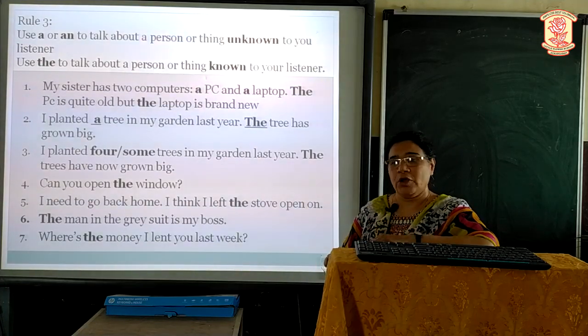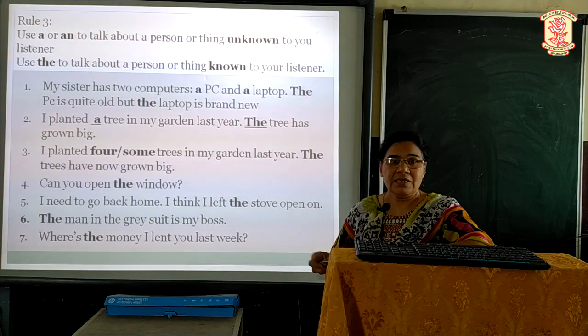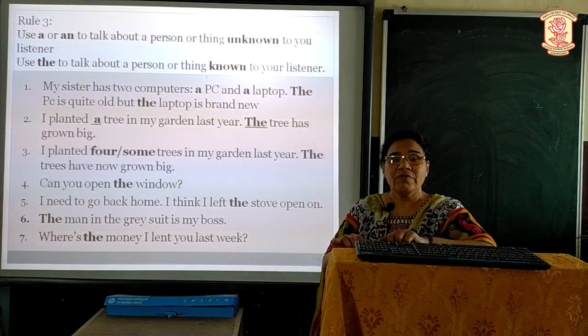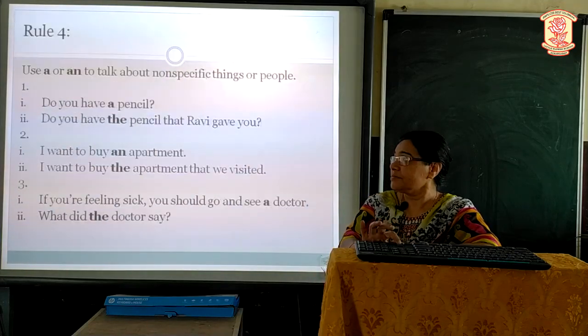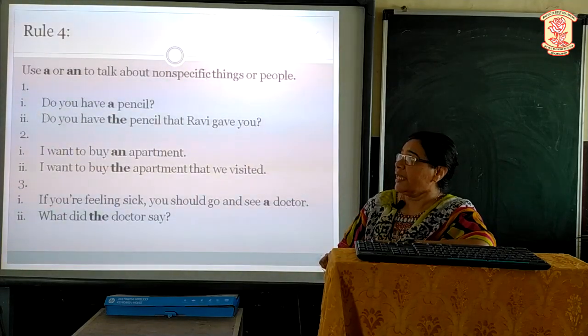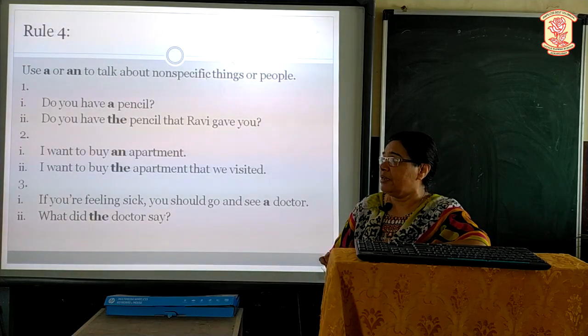You are aware of your boss. Where's the money I lent you last week? So the money was with you, for one week it was with you. So you are using the article the. Now use a or an to talk about non-specific things or people.